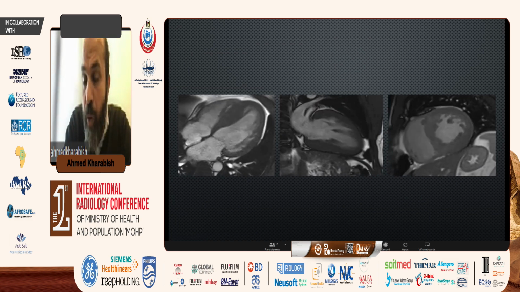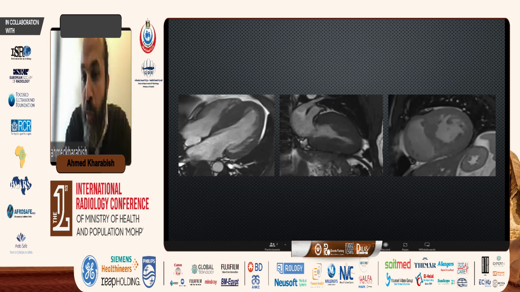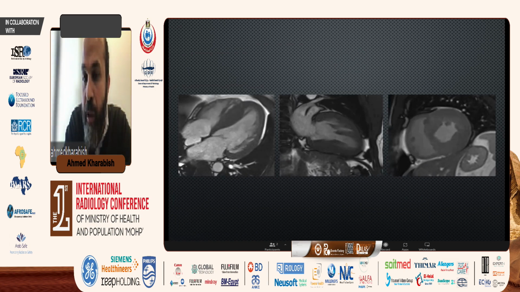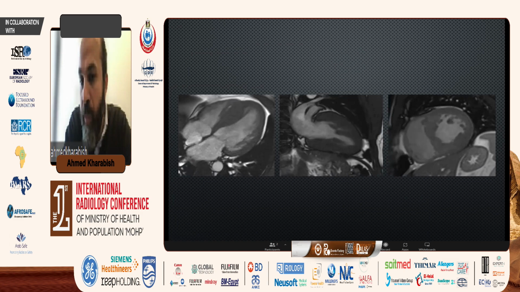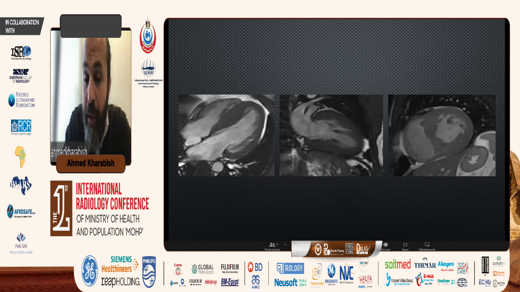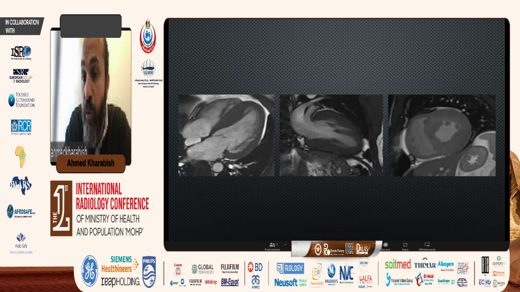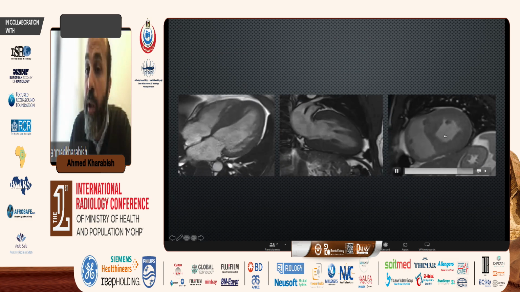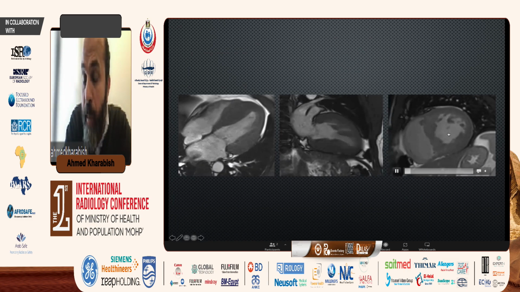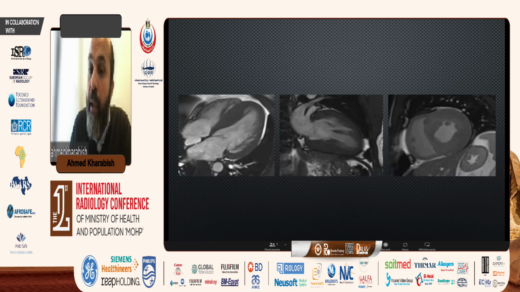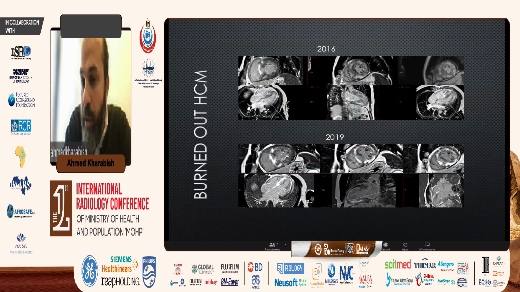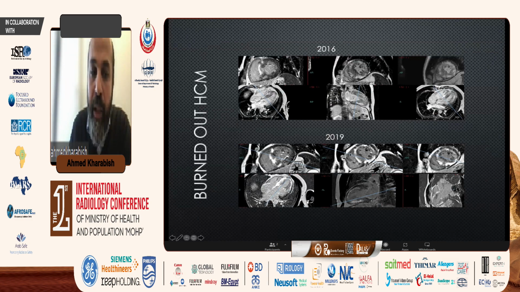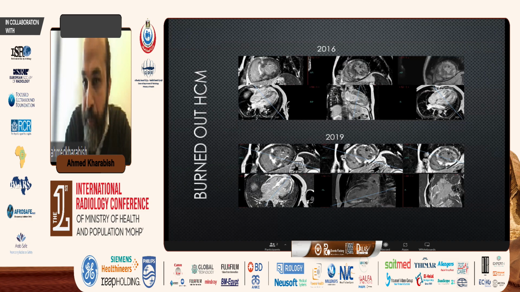But what was abnormal on this MRI is that usually in HCM we would see hyperdynamic ventricles, more of a supernormal systolic function. But in this case the systolic function was reduced, especially on the short axis images. When we go to the late gadolinium enhancement, this might explain why the systolic function was reduced. It's because of the extensive fibrosis that sometimes takes place in what is so-called burnout myocardium in HCM.